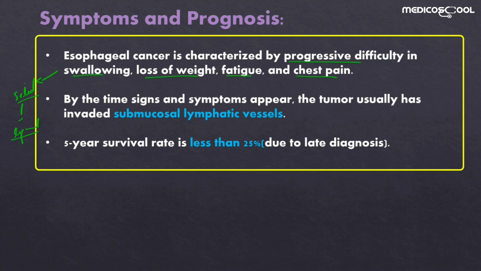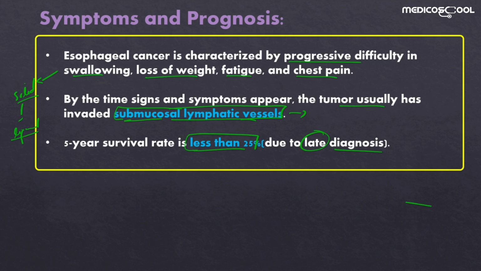By the time the signs and symptoms appear, the tumor usually has invaded submucosal lymphatic vessels. It has a very poor prognosis, and the five-year survival rate is less than 25%, which is mainly due to late diagnosis.